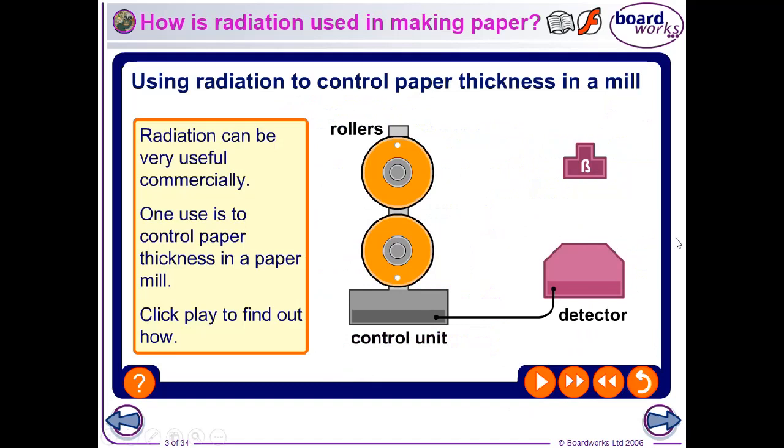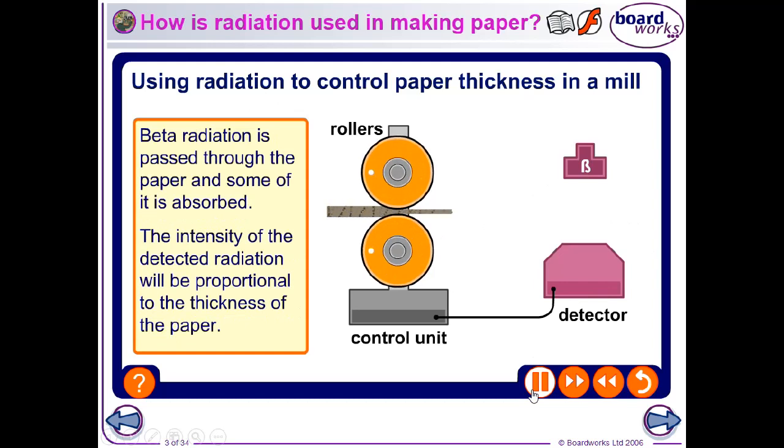We use beta radiation to control the thickness of paper in paper mills where we're making sheets of paper. So the idea is that the paper is very, very thin. Well, beta radiation will pass through paper, but some of it will be absorbed. So if we don't have any paper between the beta source here and the detector, we get a high count rate. When the paper comes through, that paper will absorb some of the beta radiation and we'll get a certain count rate on the detector here.